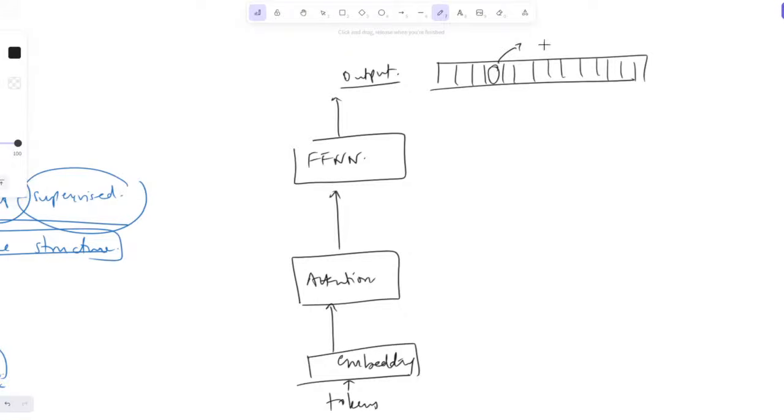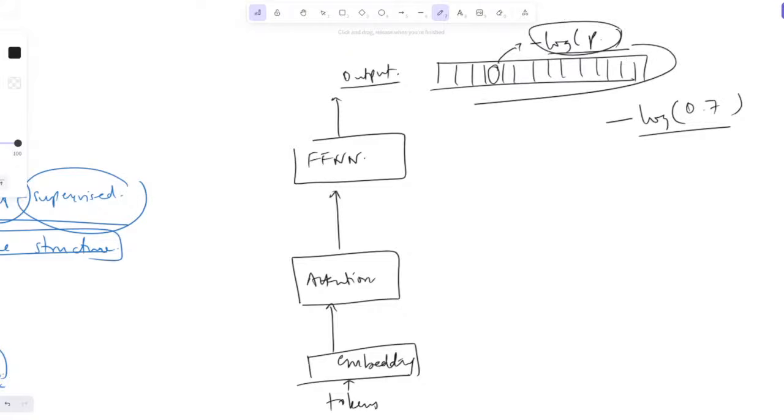So you take the log of this probability and the log of the actual one, so that is basically minus log. What should have been the probability? Log of 1. Log of 1 is 0, so this is ignored. Say the probability was 0.7, log of 0.7 is going to be taken here, negative of that, and that is going to be backpropagated throughout the network. The feed forward neural network, all of the weights inside the neural network will be updated.